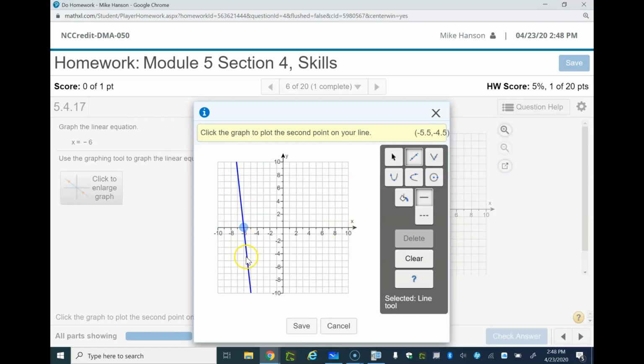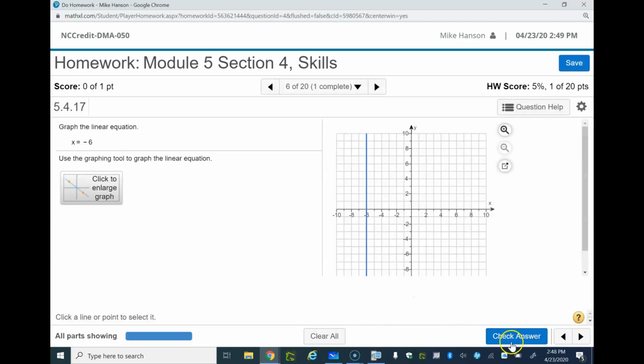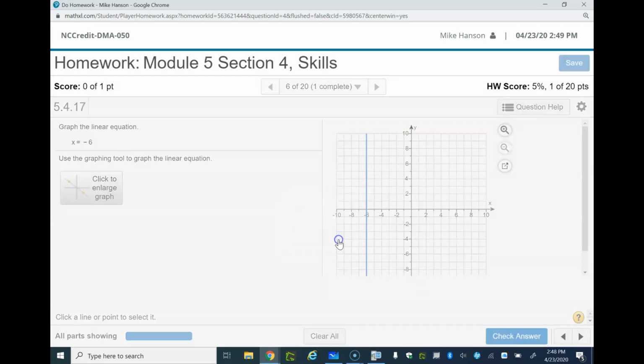So long as it's straight up and down vertically is where we need to find a click to click it and to lock it in place. So I'm just picking a random one. I have both of them here, vertical line. Let's check the answer. Let me get it right.